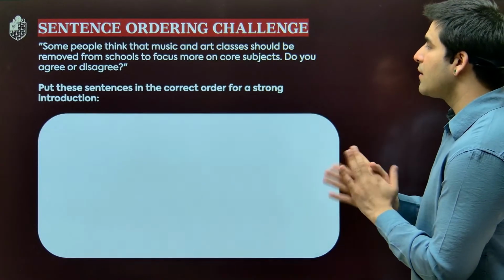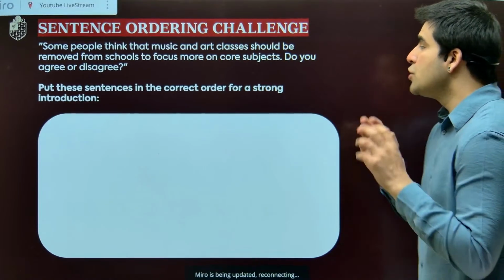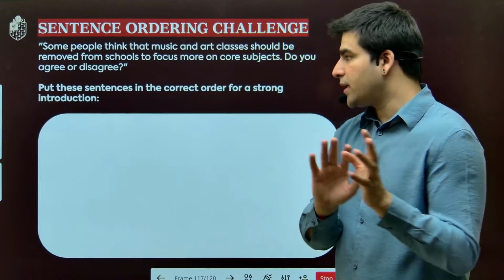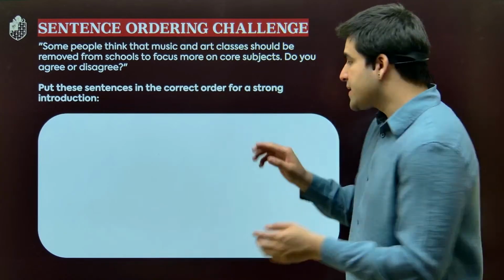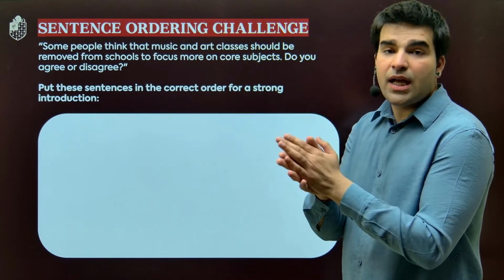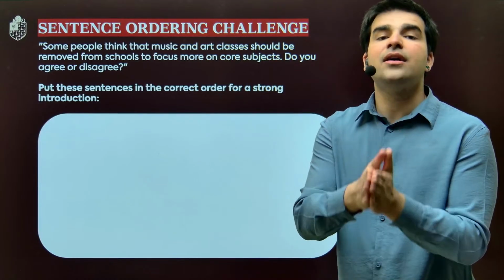Some people think that music and art classes should be removed from schools to focus more on core subjects. Do you agree or disagree? What you have to do is, I have written an introduction here, but I have jumbled it up. I repeat, I have jumbled it up. You have to put those sentences in the correct order.